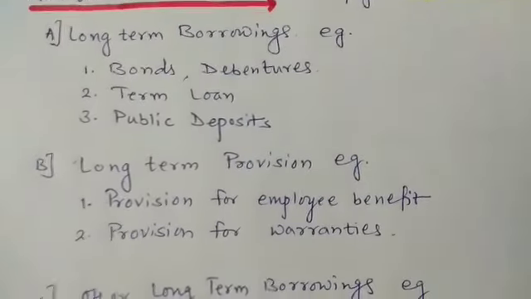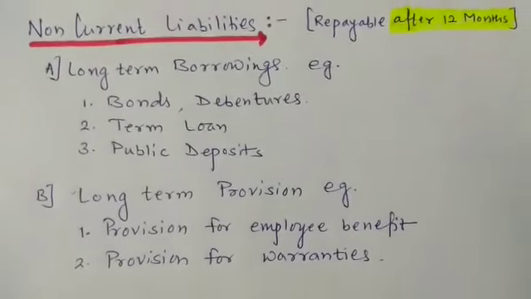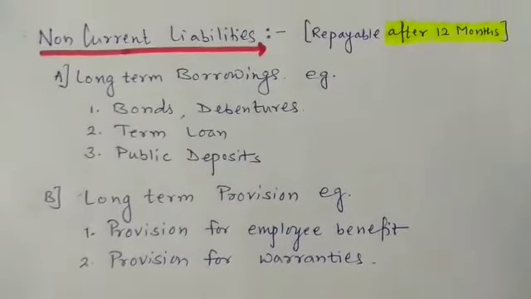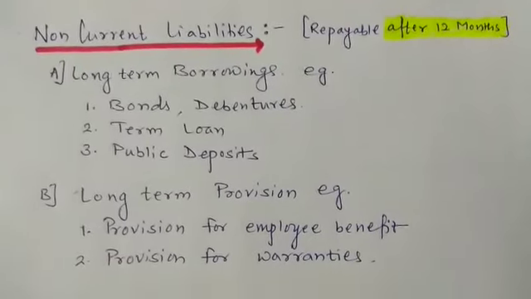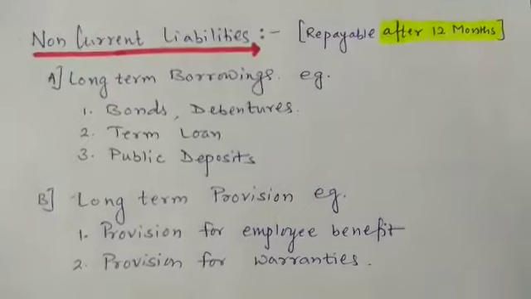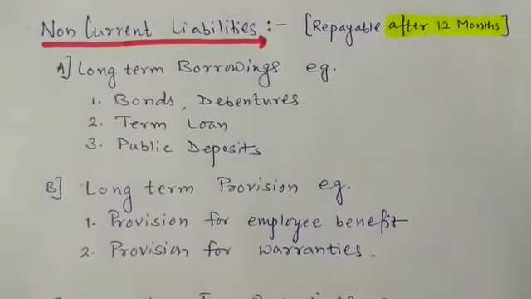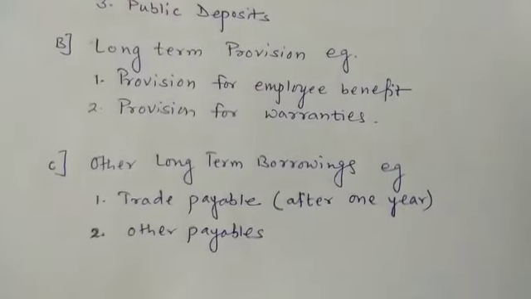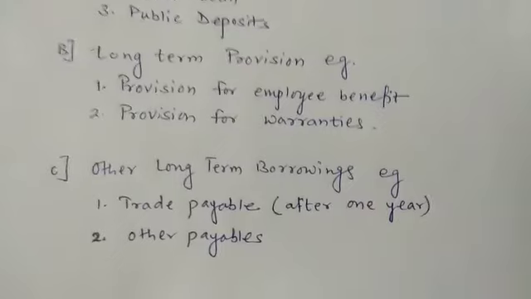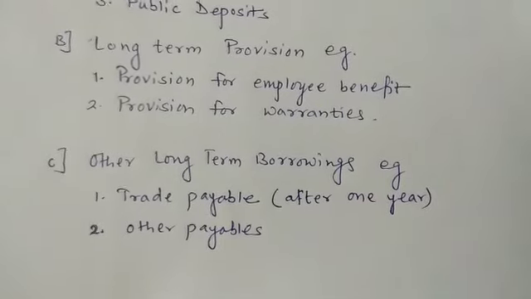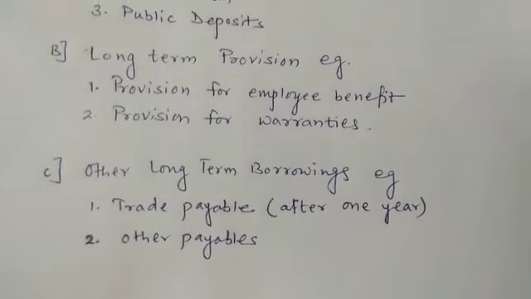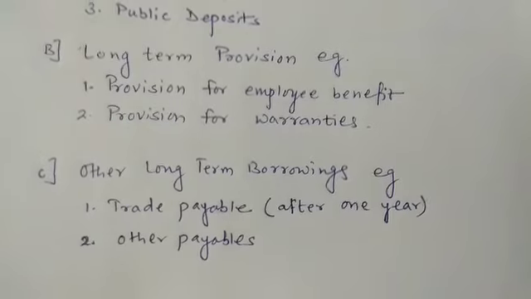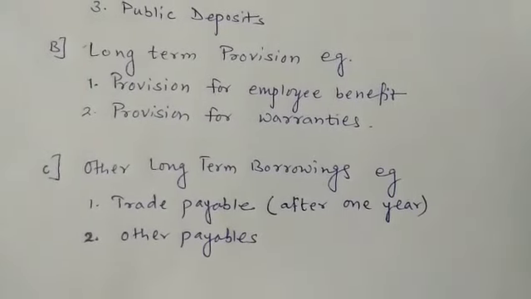Next is long-term provisions. Provisions are the amount which is to be paid, but is actually not paid yet, and a provision is made for it. For example, employee benefit provision. Let's take an example of the employee provident fund. This will be a part of this. Provisions for warranties will be a part of long-term provisions. After long-term provisions, one more important title is other long-term liabilities. The liabilities which are to be repaid after 1 year are considered as other long-term liabilities. One of them is trade payables. The liabilities in the form of trade payables, that is creditors and bills payable, which are payable after 1 year, will be a part of other long-term liabilities.